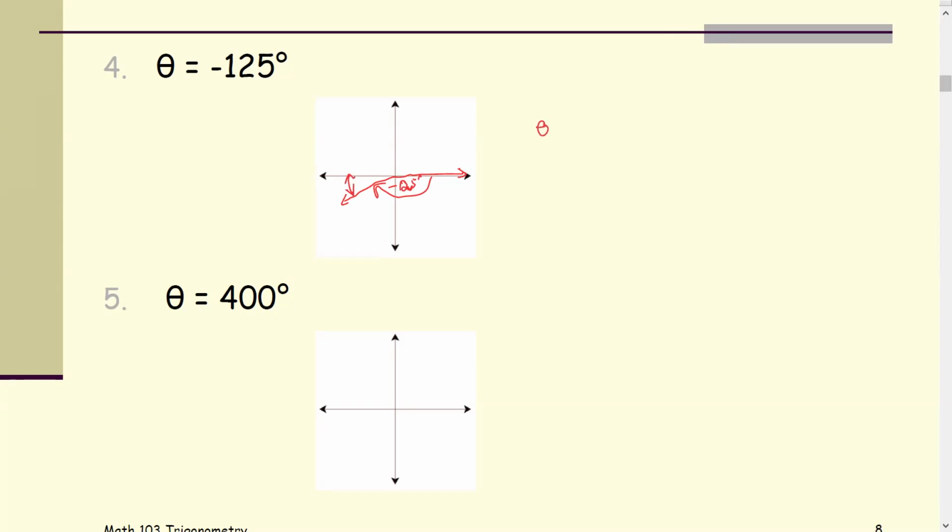So the reference angle, theta hat, is the difference between the closest x-axis and the terminal side, which is 180 degrees minus 125 degrees, or 55 degrees. Number 5, theta is 400 degrees in standard position. It goes counterclockwise beyond one revolution, which is 360 degrees, and then it's finally located in the first quadrant.